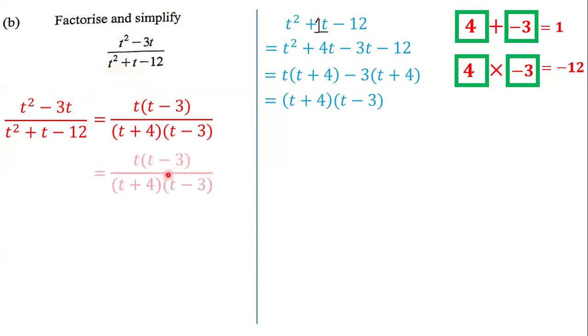Next, we cancel. So we cancel out this t minus 3 with that t minus 3. And we are left with t all over t plus 4. And so our answer is t all over t plus 4. And that's the answer to this particular question.